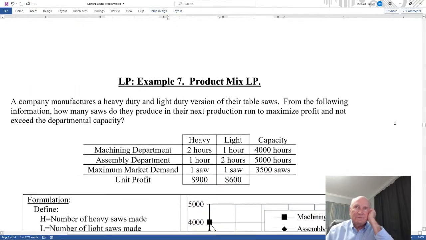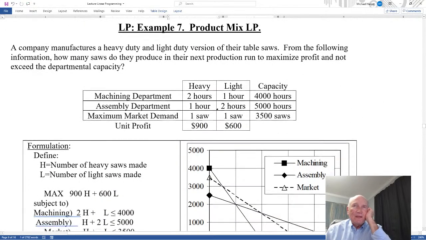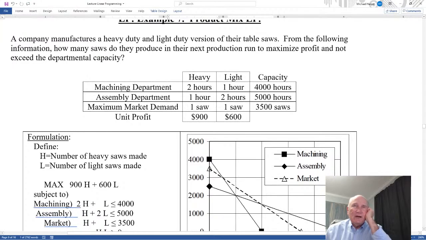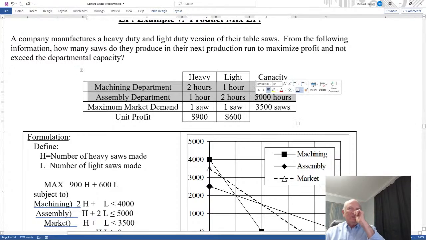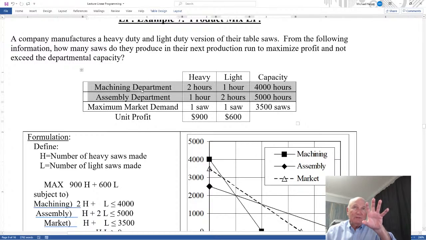Okay, so let's come back to our problem here. Our product mix. Okay, so right here, we have a machining department, assembly department. We have heavy duty and light duty saws, $900, $600. And we only have 2 departments. There's more departments in this, but I'm going to come back to that in a minute. 4,000 hours capacity for these 2 saws, 5,000 hours of capacity for assembling these 2 table saws.